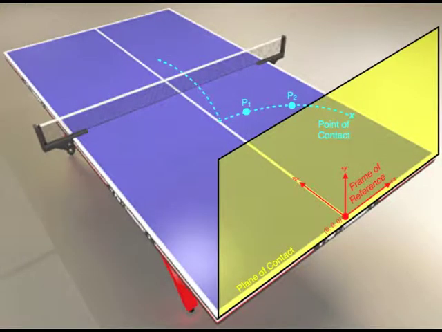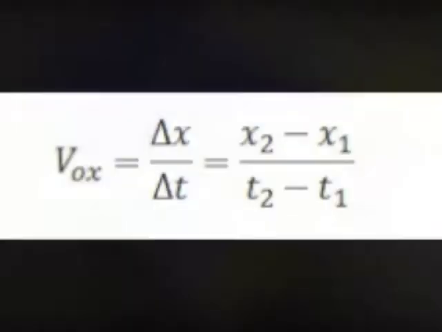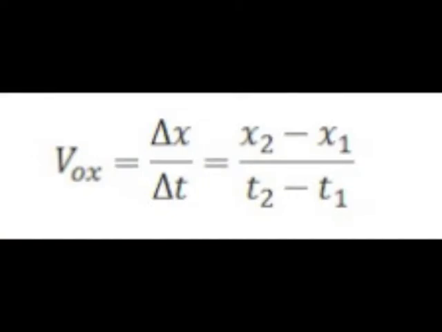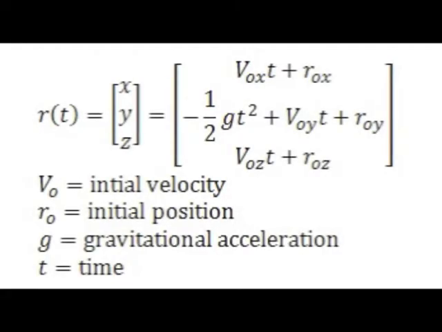We need to capture two data points. With these two points, we can calculate the velocity in the x, y, and z directions. Velocity can be calculated by dividing the change in position by the change in time. Once we know the velocity, we can plug that into position equations. These equations express positions as a function of time, or in other words, we can find the position of the ball if we plug in a specific time.